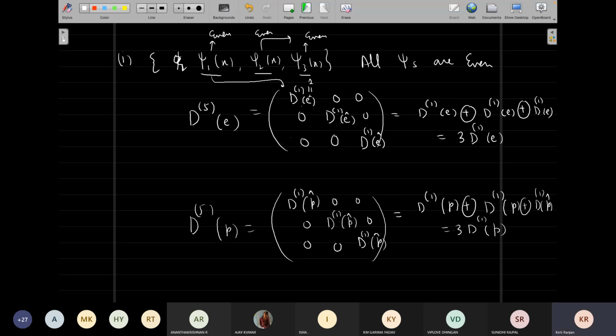Right? So what we have done now is that our irreducible representations are such that they can take care of whatever kind of functions you are getting. If you are getting functions which are even and odd, you can always diagonalize it. So that's the idea. Let's just do something else.